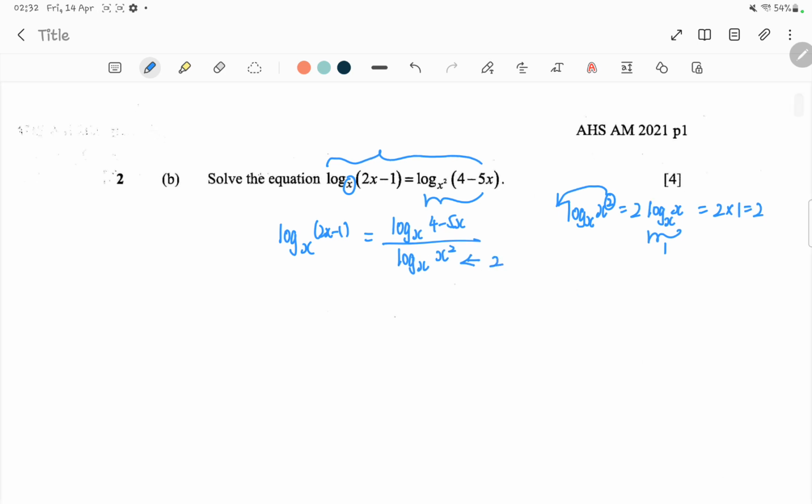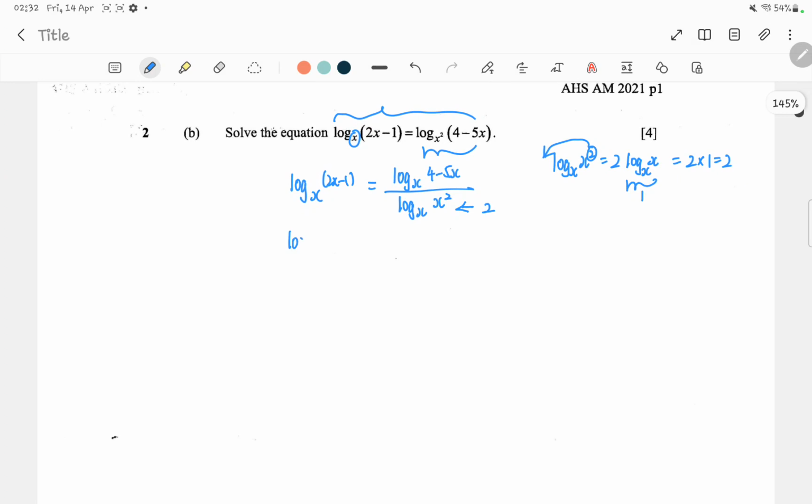So I'm going to rewrite the equation. So this will be log base x of 2x minus 1 equals log base x of (4 minus 5x) over 2, right? So in that case, I am going to multiply this 2 over to the left hand side. So 2 log base x of (2x minus 1) equals log base x of (4 minus 5x).